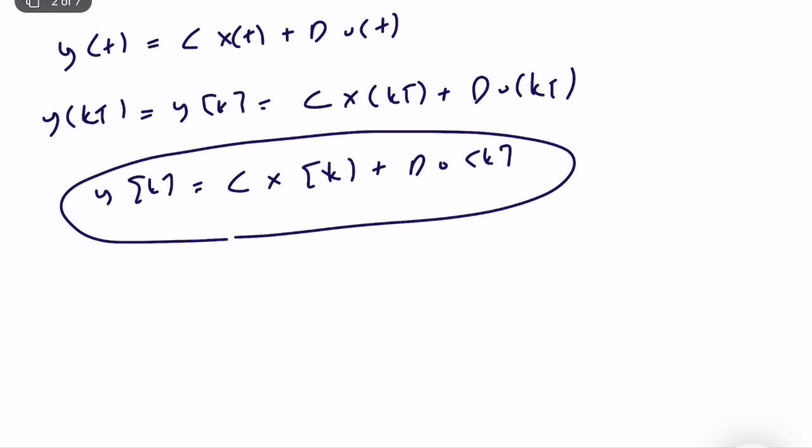So in the next video, I will solve a simple example to better understand how we can adopt this technique to discretize continuous time plants in the state space domain.